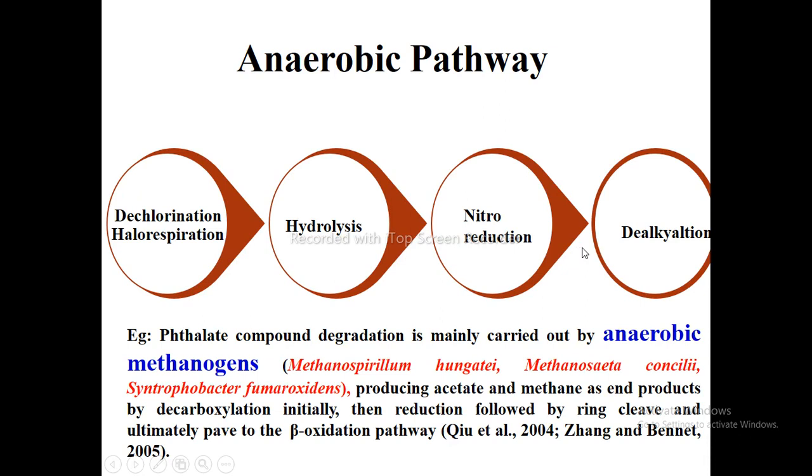Usually, phthalate compound degradation is mainly carried out by anaerobic methanogens. These organisms include Methanospirillum, Methanosaeta, and Syntrophobacter. Upon degradation of phthalate compounds, they produce acetate and methane as end products, by decarboxylation initially, then reduction followed by ring cleavage, and ultimately by the beta oxidation pathway. So acetate and methane are the main end products of phthalate degradation by anaerobic methanogens.